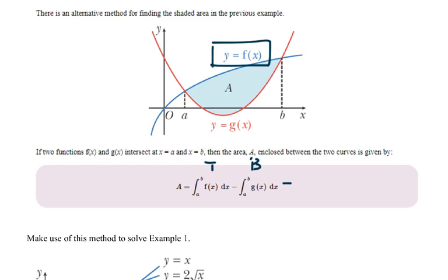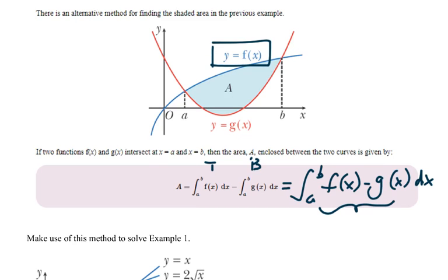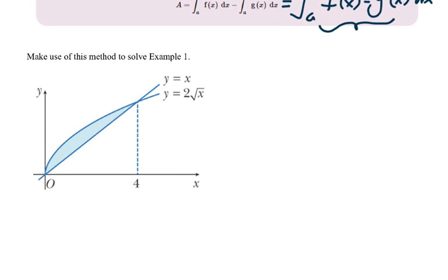Since the limits are the same, we can also write it as the integral from a to b of f(x) minus g(x) dx. You can combine the two equations, because the limits are the same, and then simplify it before you do integration. If you look at the same example again, this time with a different approach, let's see which one is the top line. Obviously this curve appears above the second line, which is y equals x.